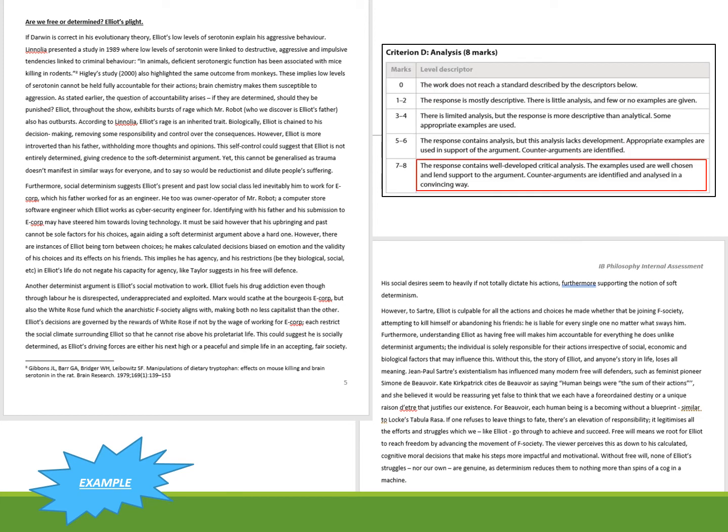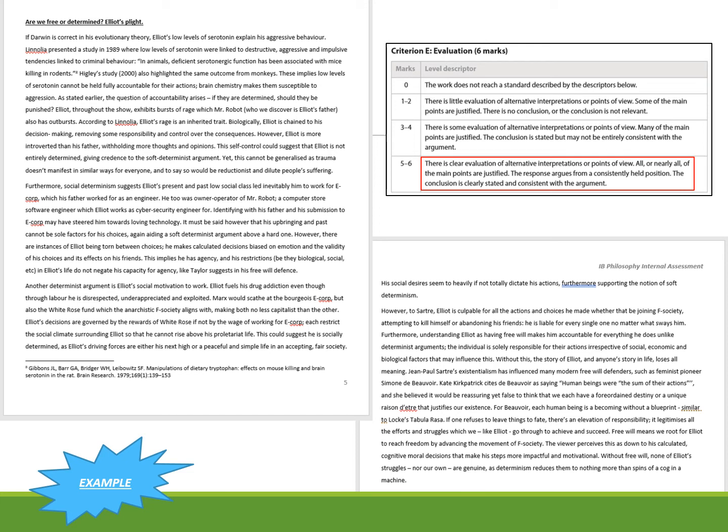Likewise, look at the analysis criteria. Look at the success criteria from the specification and read through it yourself, and then read through the example yourself, and think: does it meet that top box? I'm not telling you if it did or not. I want you to pause the screen and think to yourself: does that actually contain well-developed critical analysis? Do you think the examples used are well chosen, and do they lend support to the arguments? Are the counter arguments identified and analysed in a convincing way? I'll let you pause the screen, read through it yourself, and judge that for yourself.